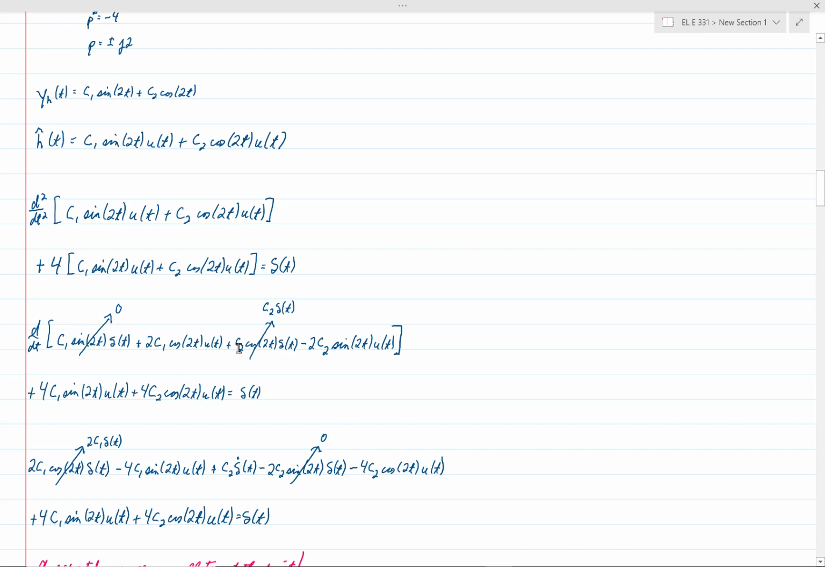But on the other hand, over here we have c2 cosine 2t delta of t. So in this case, c2 cosine 2t is playing the role of f of t. And so f of 0 would be c2 times the cosine of 0, or just c2. So this term becomes c2 delta of t. And it really is helpful when you go through this procedure, every time a term pops up with delta of t that looks like that, to go ahead and simplify it right away, as we've done here.